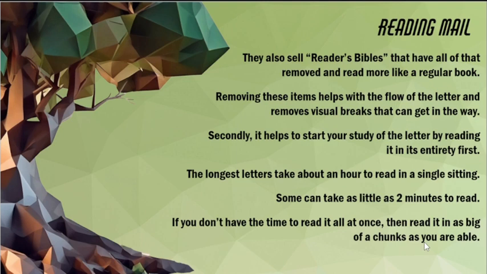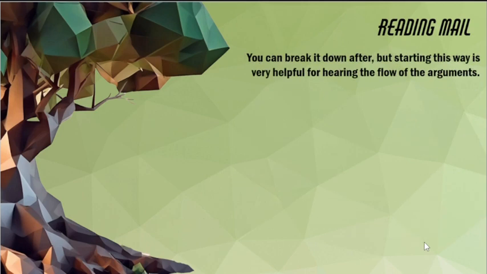If you can't sit down to read the entire thing all at once, which I get, you should at least read chunks of it at a time. And then you can go back and break it down. But starting this way is very helpful for hearing the flow of the argument. So when you're not just constantly stopping and starting and overanalyzing, you just hear it in its entirety. Hear it as a large unit together, where you hear how all the arguments work together.